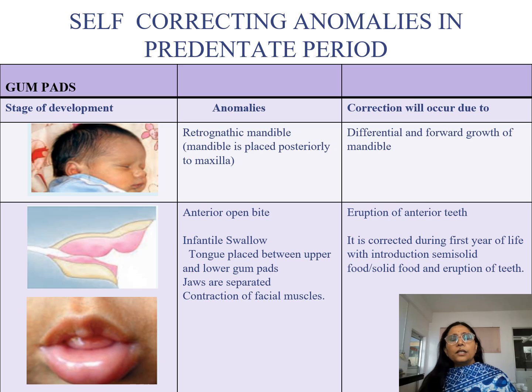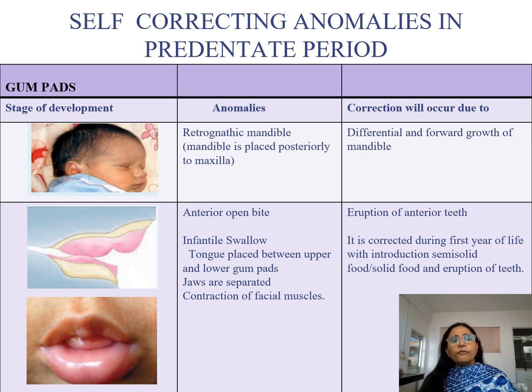Retrognathic mandible. This is a condition in which the mandible is placed posteriorly to the maxilla, and this is corrected with differential and forward growth of the mandible. The mandible grows at a faster rate than the maxilla, and this condition is corrected. Anterior open bite. In the gum pad, as there are no teeth present, with the eruption of anterior teeth, the anterior open bite is corrected.